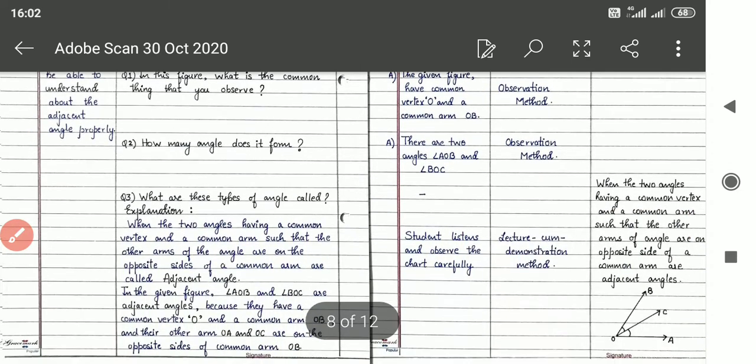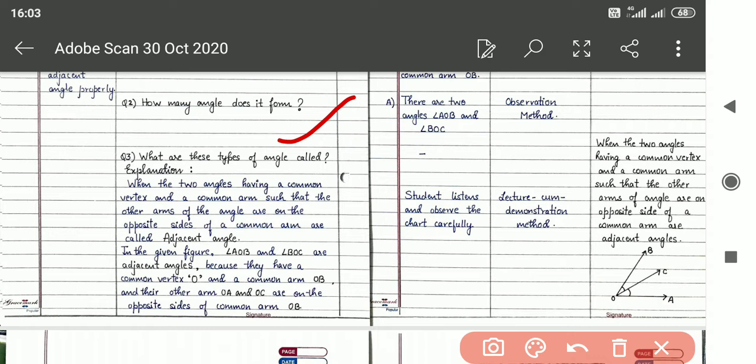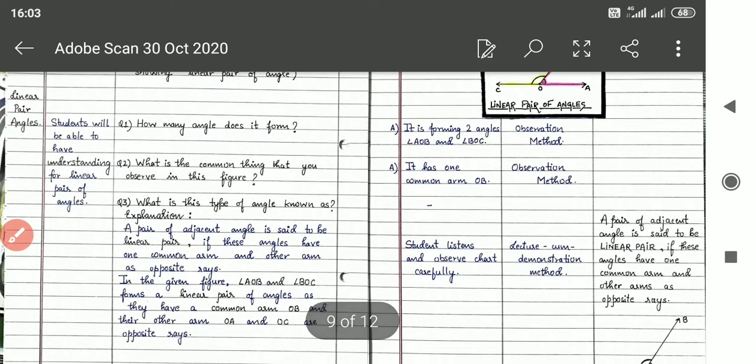As you can see, based on the interaction with the students, the pupil teacher asks the question, what are these type of angles called? Now, since the students do not know about this property, the teacher explains it with the help of a diagram, and that diagram is on the board and a few important lines are mentioned on the board. So here another teaching point has been done.